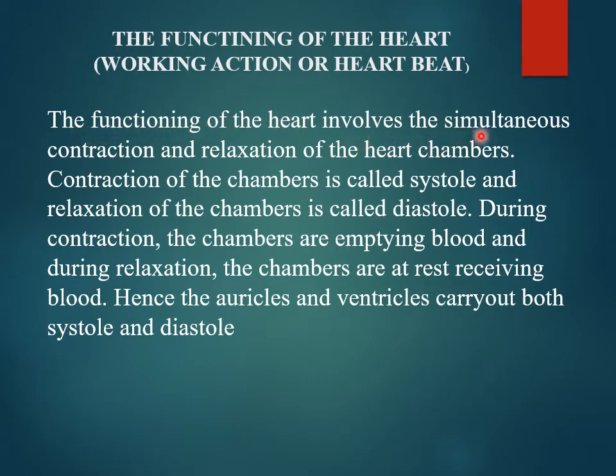We say the function of the heart involves the simultaneous contraction and relaxation of the heart chambers. Contraction of the heart chambers is called systole, and relaxation of the chambers is called diastole. During contraction, the chambers are emptying blood, and during relaxation, the chambers are at rest, receiving blood. Hence, the auricles and the ventricles carry out both systole and diastole. In this case, we'll look at systole and diastole in two ways: systole and diastole in ventricles, systole and diastole in auricles.